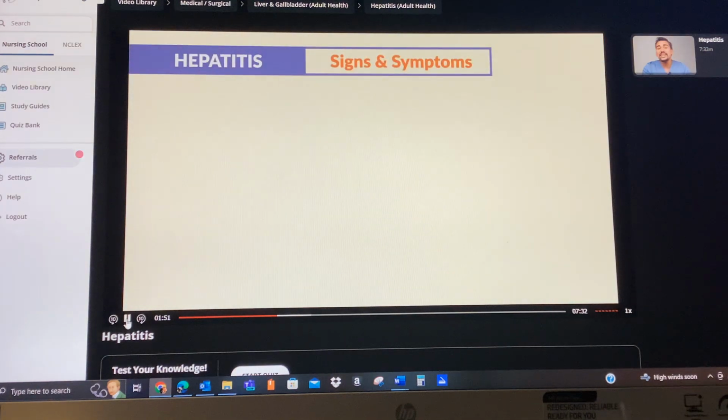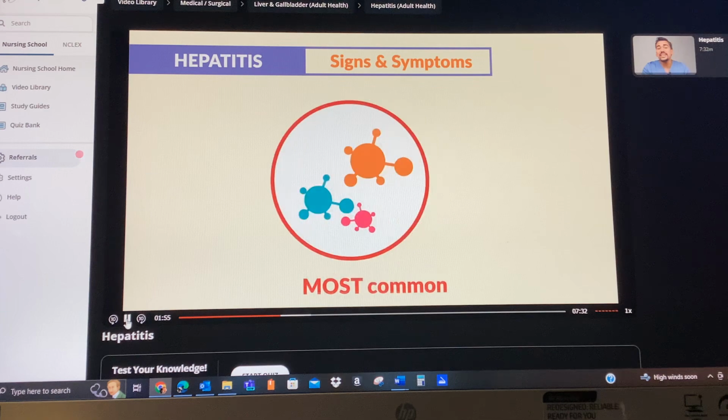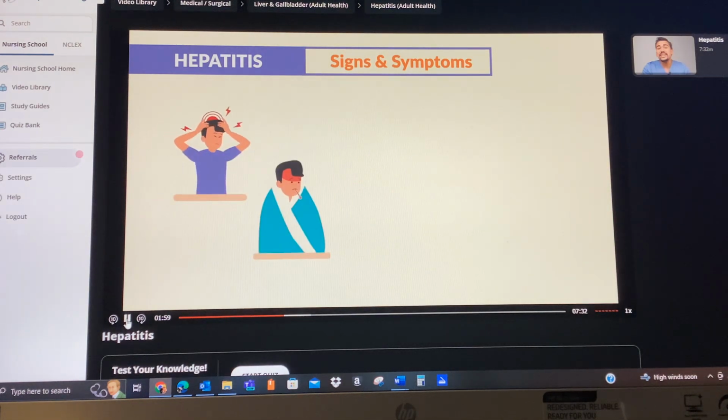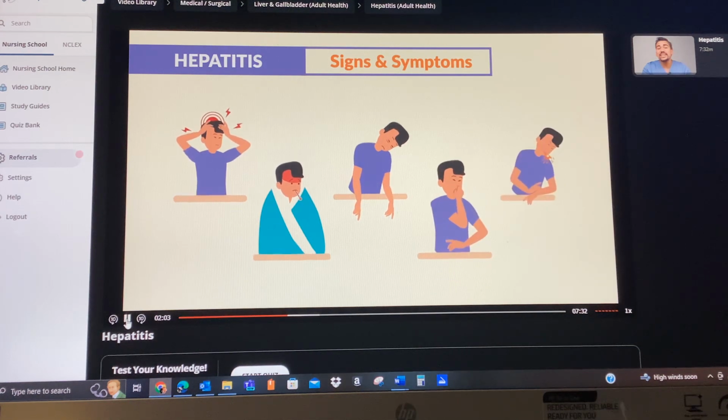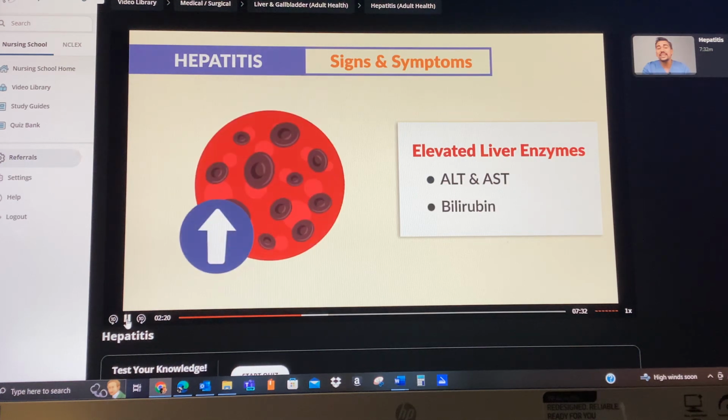Now in terms of signs and symptoms, when caused by a virus, which is the most common, we see flu-like symptoms. So we see a headache, fever, fatigue, also called malaise, as well as nausea and vomiting. And a key term here is elevated liver enzymes, because in hepatitis, we just have inflammation of the liver. So naturally, we'll see an elevation in liver enzymes with elevated ALT and AST and elevated bilirubin.